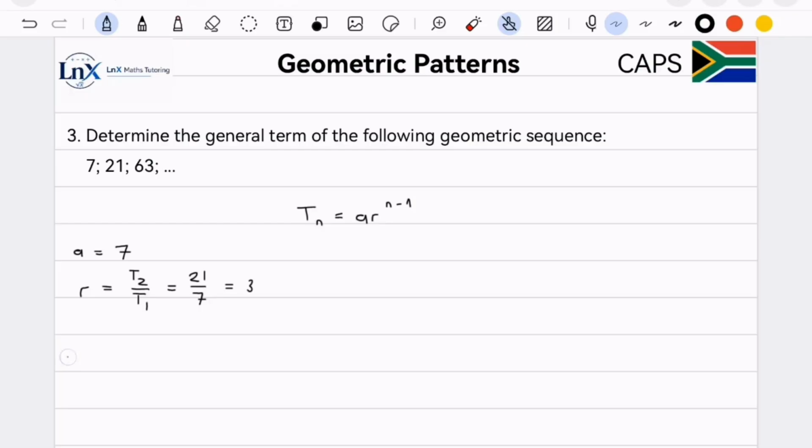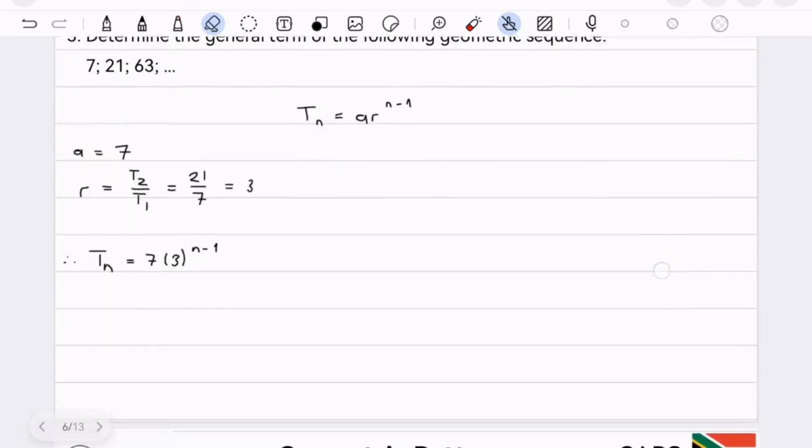Therefore our general term is going to be Tn equals our A, 7, and we know that our R is 3, so it's going to be 3 to the power of n minus 1. All right, now that we're done with question 3, let's go to question 4.